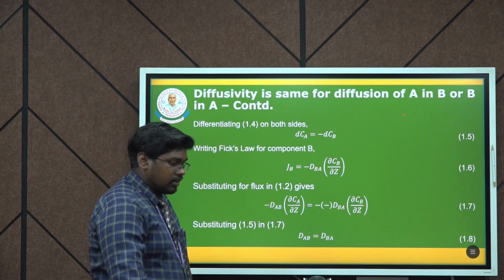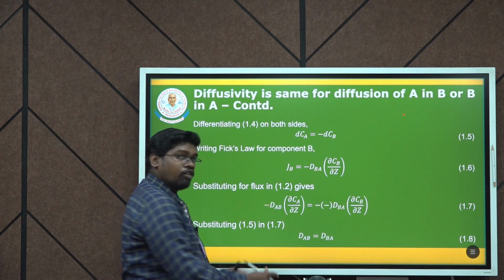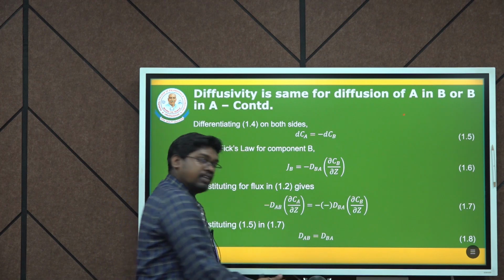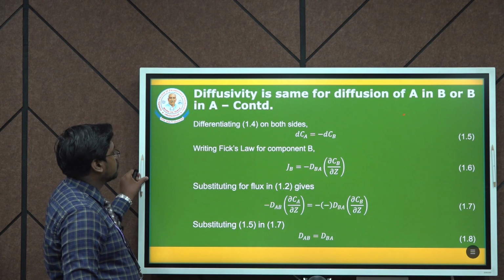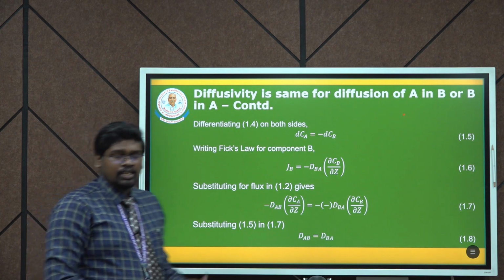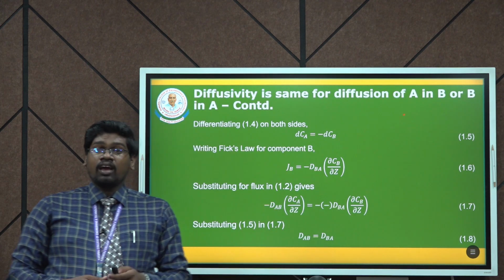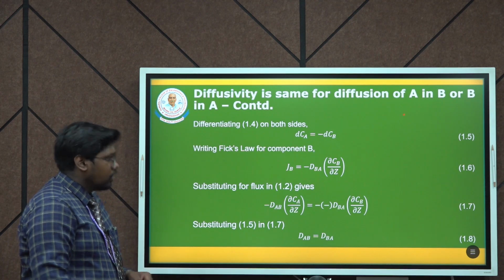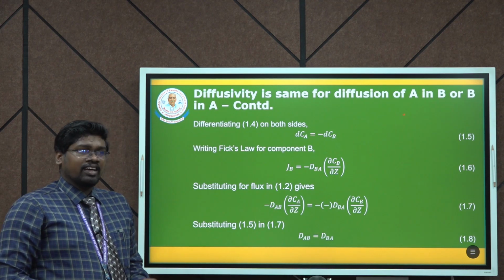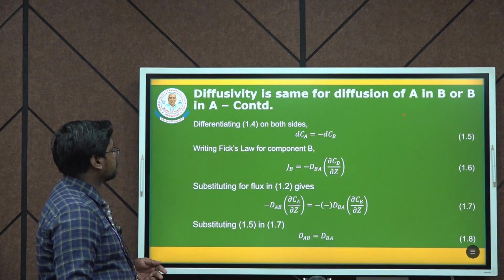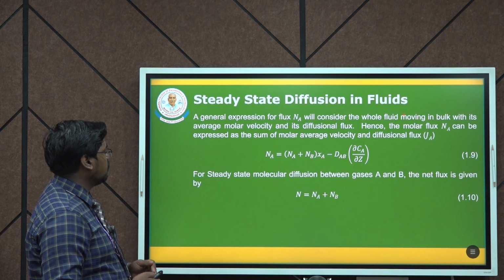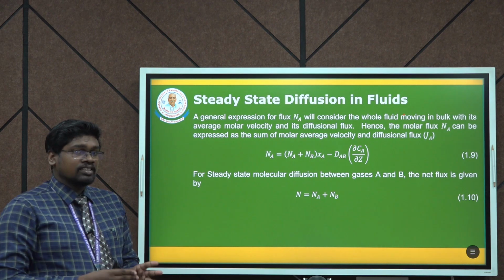So DAB is the diffusivity of A towards B and DBA is the diffusivity of B towards A. In a steady state condition, we find that the diffusivity is the same for the diffusion of A in B or B in A. Next, how can we calculate the net molar flux of the diffusion in steady state fluids? In steady state diffusion, the net molar flux is calculated.